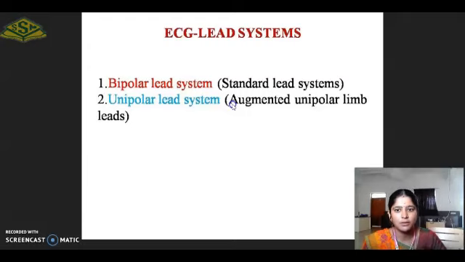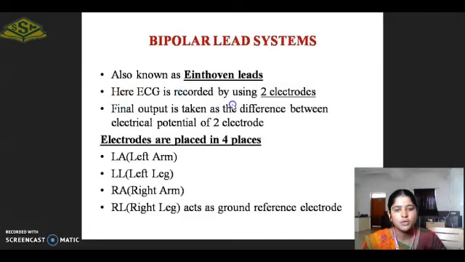First, we are going to see about the bipolar lead system. The bipolar lead system is also known as Einthoven leads. The name itself says it: bipolar, bi, indicates two. Here the ECG is recorded with the help of two electrodes. Next, the output: the final output is taken as the difference between the electrical potentials of the two electrodes.